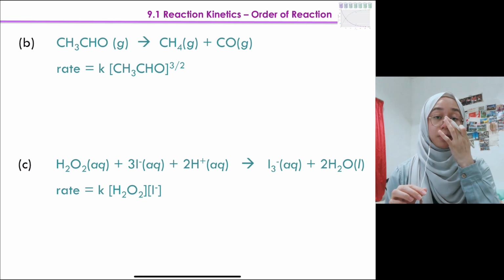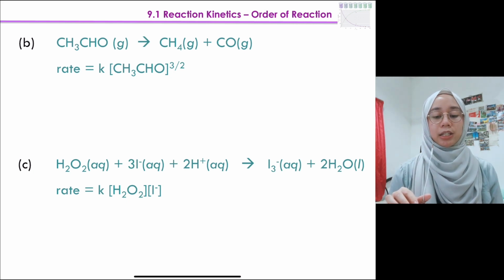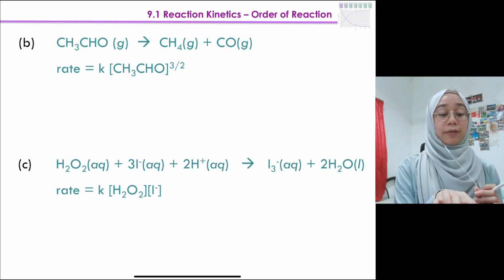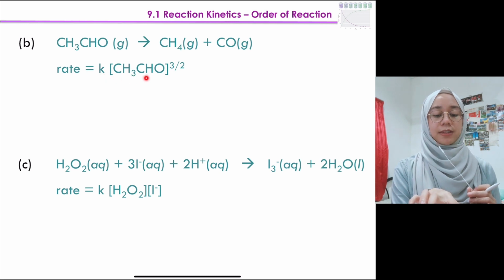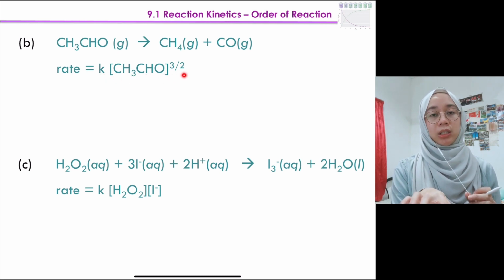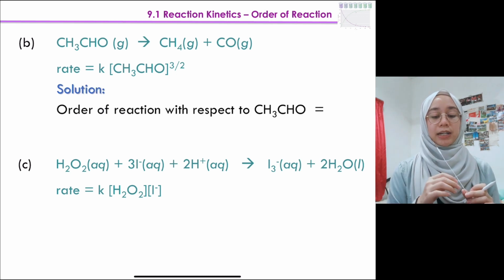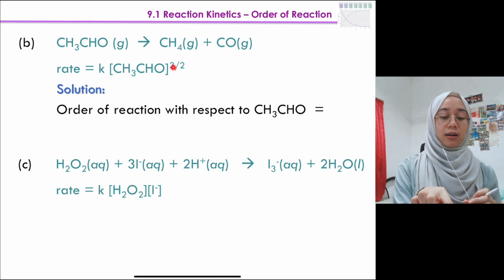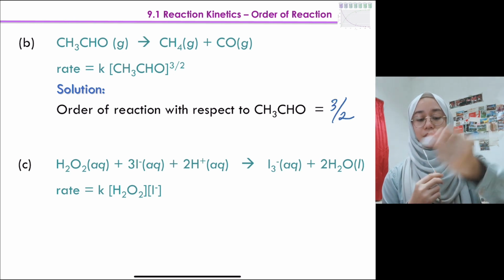Okay, next example pula. Let's say kamu ada CH3CHO producing CH4 and also CO. Given to you that the rate law is rate equals to K times with the concentration of CH3CHO to the power of 3/2. Therefore, what would be the order of reaction with respect to kita punya reactant then? So kita ambil je value yang ada dekat sini, power kat sini. Therefore kat sini dia punya order adalah 3/2.